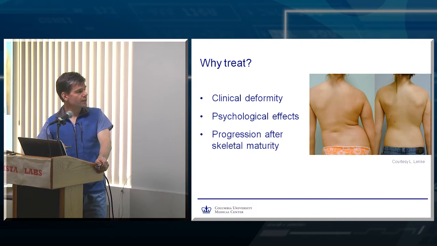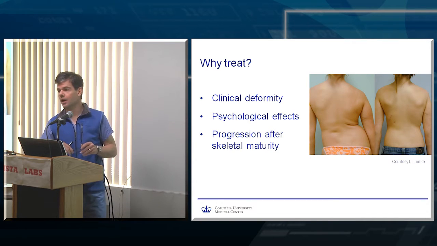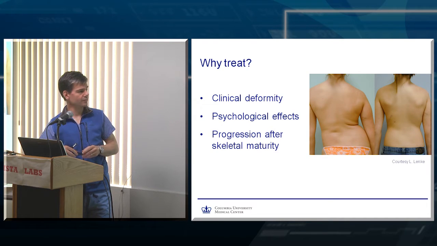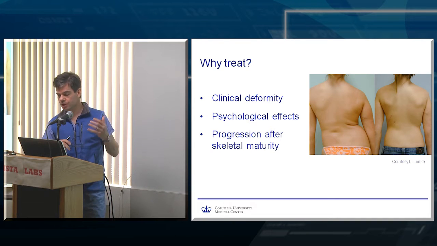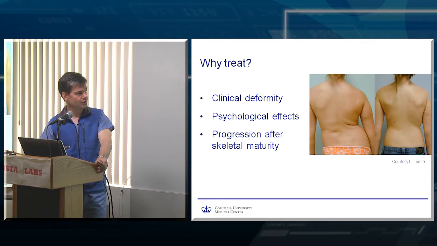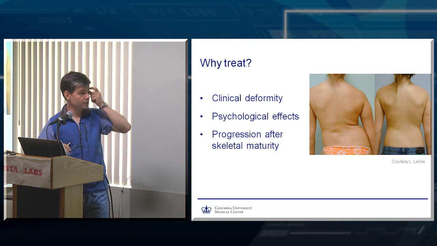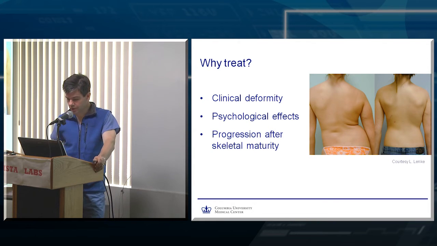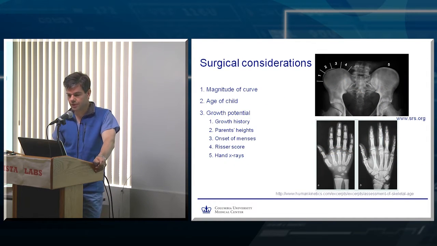So the reasons for treating, again, we talked about a little bit yesterday. The clinical deformity is not to be underestimated in this patient population. Adolescence is a difficult time for many kids, and anything that differentiates one child from the rest, depending on that child's psychological makeup and social support, can be very difficult for that child. So the psychological effects are not inconsiderable in many of these children. And then, as I mentioned, the progression after skeletal maturity is another concern.